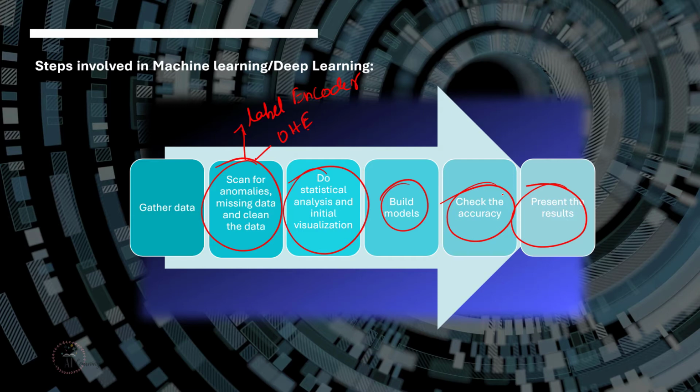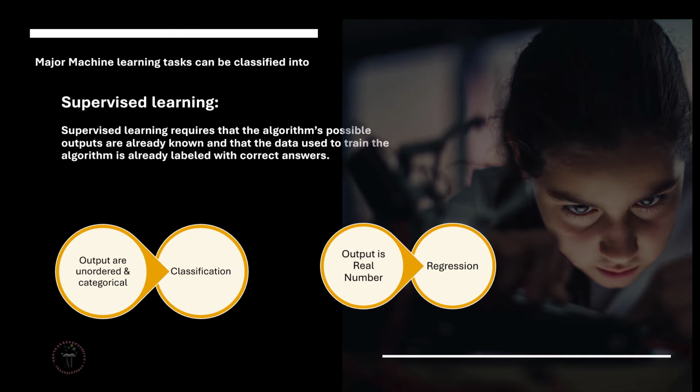But more or less, these are the high level steps that will be involved when it comes to machine learning or deep learning. Now, talking about machine learning in general, we've got various types. Majorly, I can classify my machine learning into supervised machine learning and unsupervised machine learning.